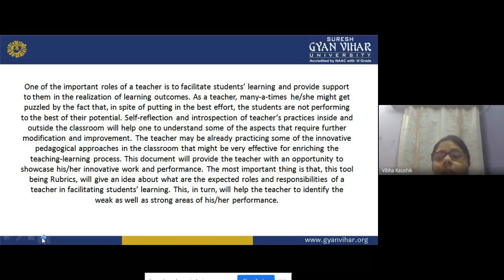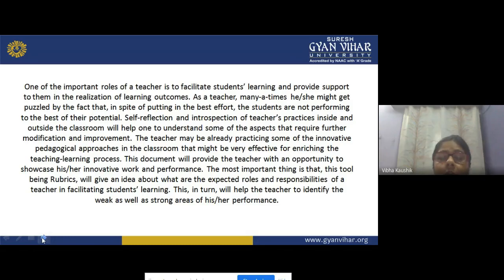As a teacher, many times she might get puzzled by the fact that in spite of putting in the best effort, the students are not performing to the best of their potential. Sometimes the teacher says, I am so much involved in the teaching learning process, I am putting my best efforts to make it effective, but the students are not performing on the basis of their abilities, to the best of their potential.